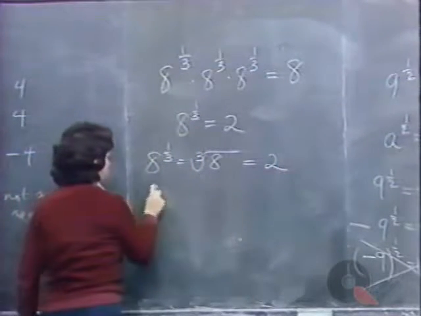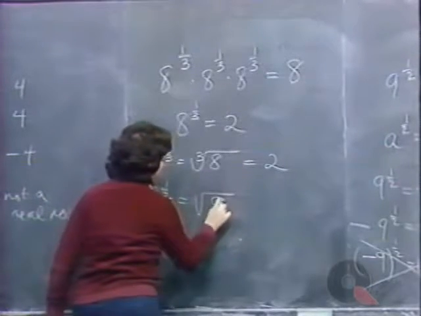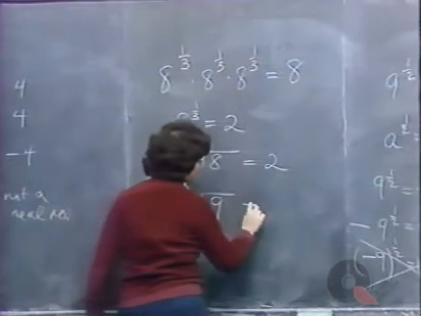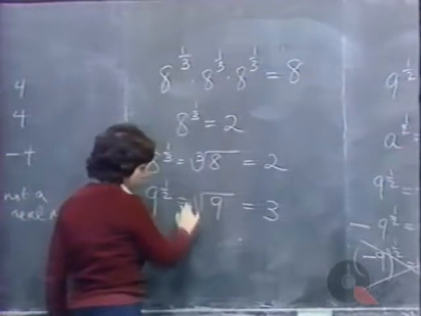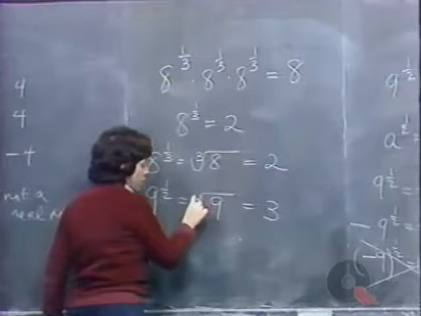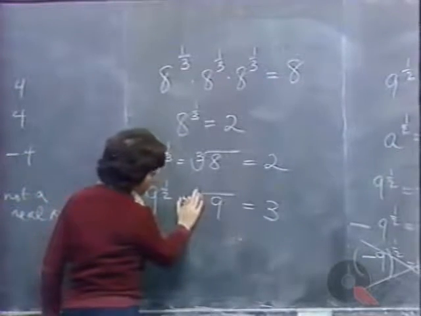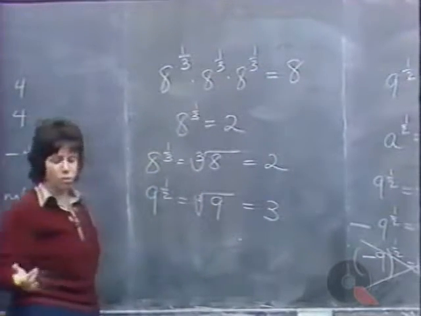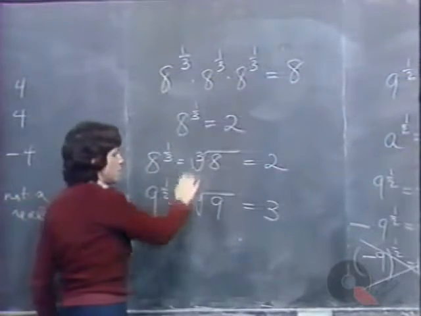Before we had 9 to the 1/2, and we said that was the square root of 9, the positive square root of 9, and that was plus 3. If you don't see any number in the radical sign, the 2 is implied. So although I did not put a 2 in there, when you see it by itself, with nothing in there, the index is assumed to be 2 when we're talking about square roots. Any other index would have to be explicitly stated.